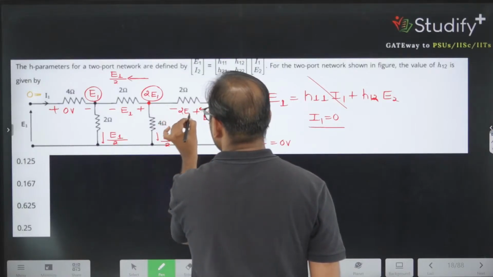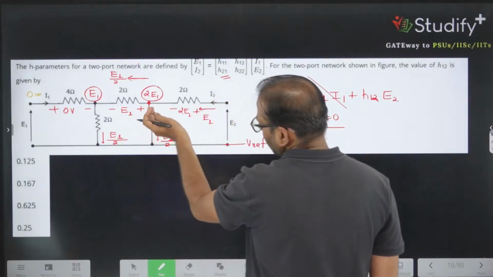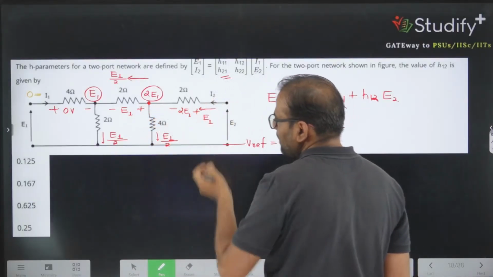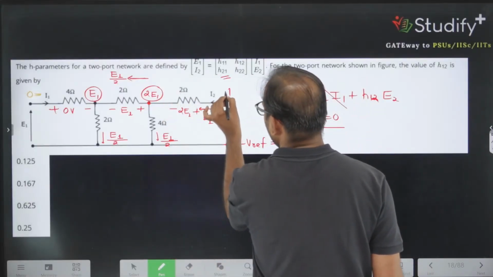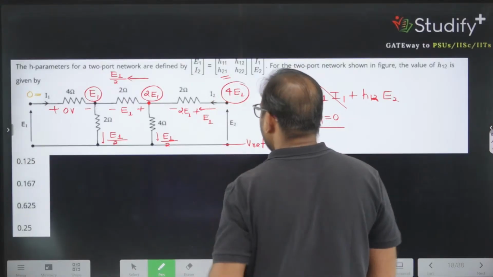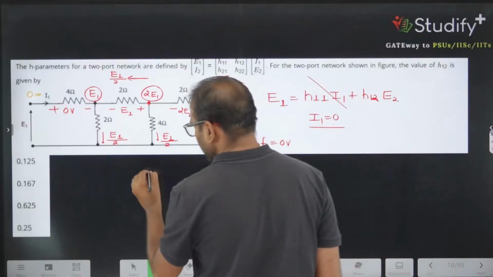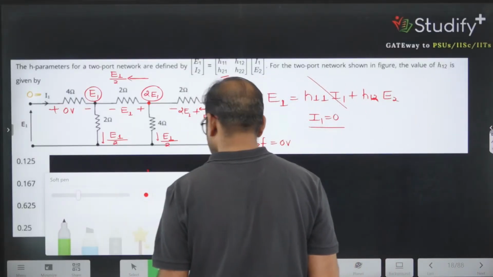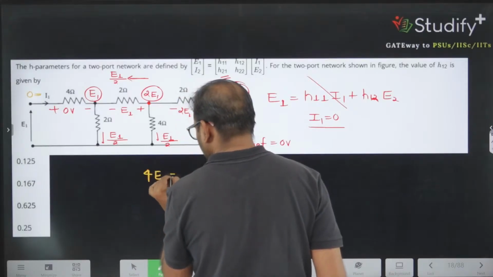2E1. So if this potential is 2E1, and when you go from negative to positive you gain potential, this potential is what? 4E1. 4E1 and E2 are the potential of the same point. Then we can say 4E1 is equivalent to E2.